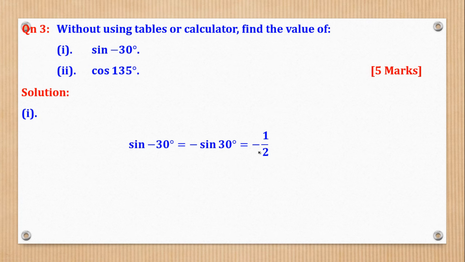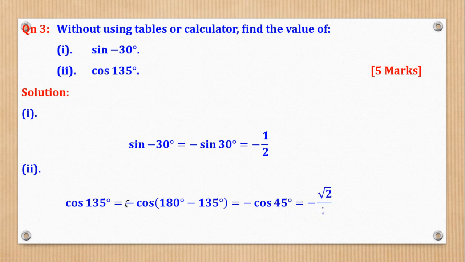Then 135, it is in the second quadrant. So it is the same as negative, because in the second quadrant, cos is negative. That's why you put a negative here. So it is equal to negative cos 180 minus 135 to give you a first quadrant angle. So negative is here, and cos 45 is the particular angle which gives you root 2 over 2. And that's what they wanted.